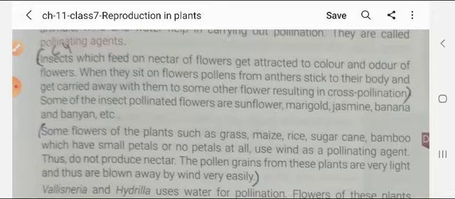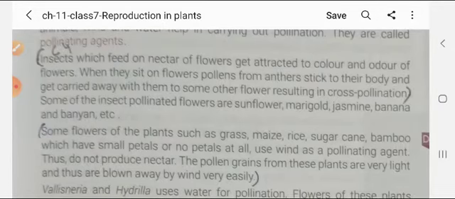Examples of some flowers that are always pollinated with the help of insects are sunflower, marigold, jasmine, banana, and banyan.